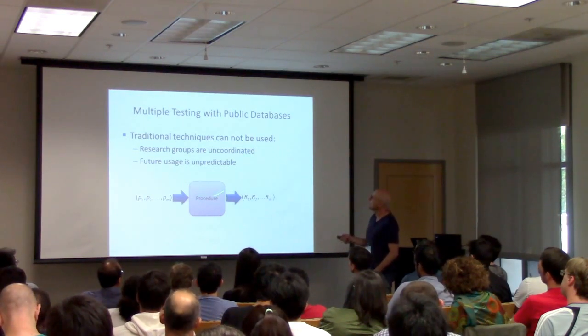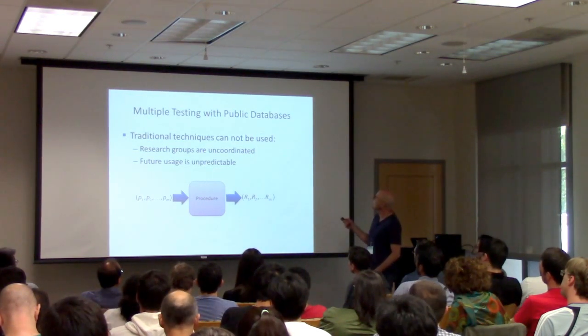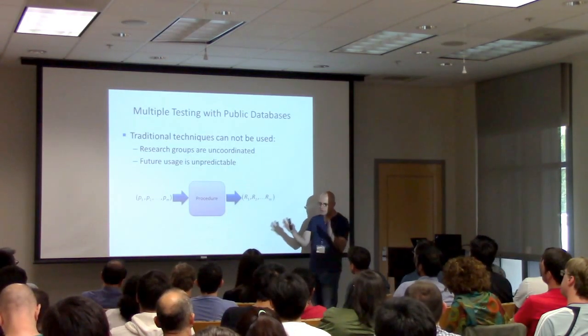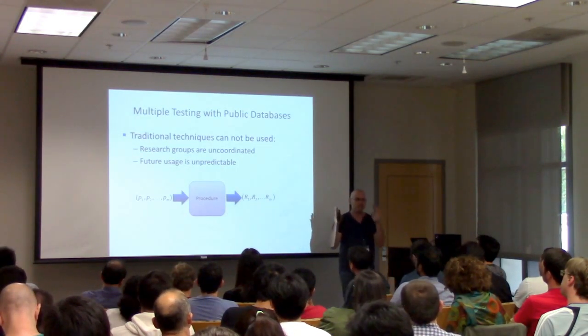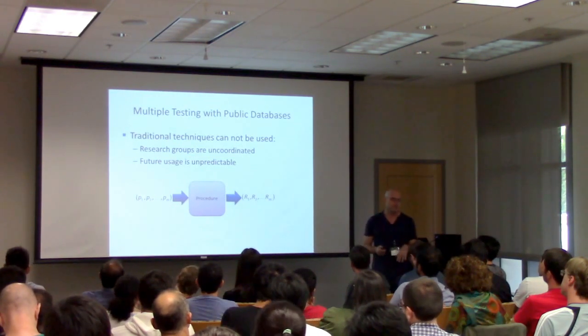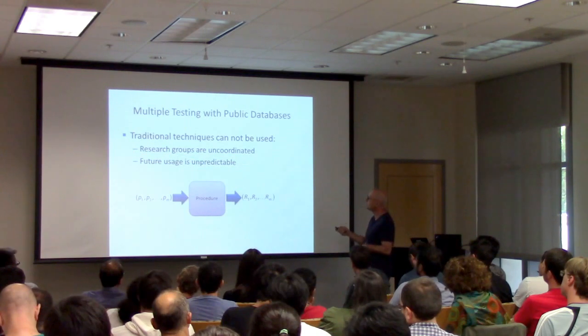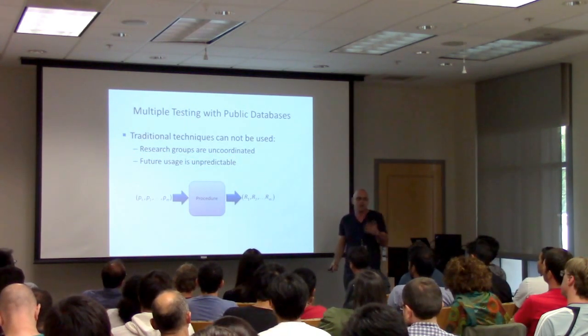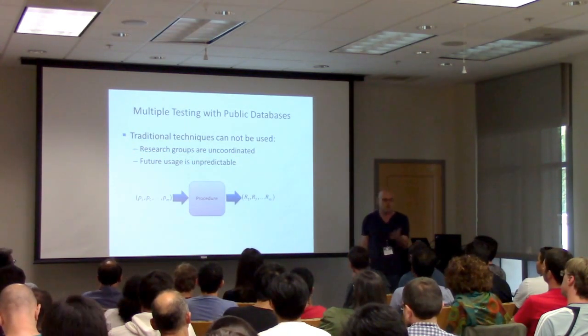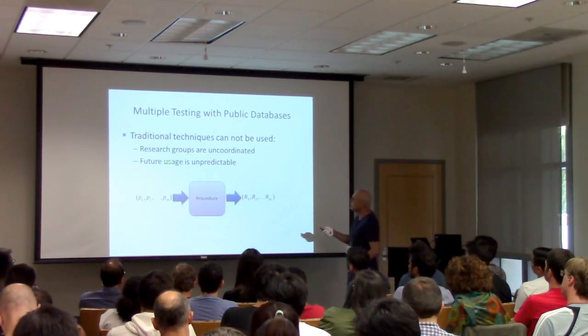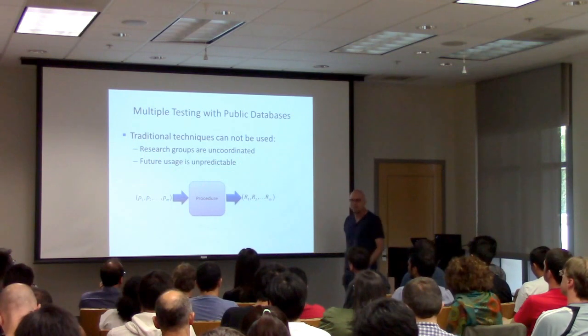So one thing that we have to worry about is that if we now have this common data resource and we're going to take responsibility for all the science being done on it, then we have to worry about several things. One thing is that the research groups are uncoordinated, so each one tries to do the best science they can and control their own false discovery. The other is that we don't know how it's going to be used in the future.